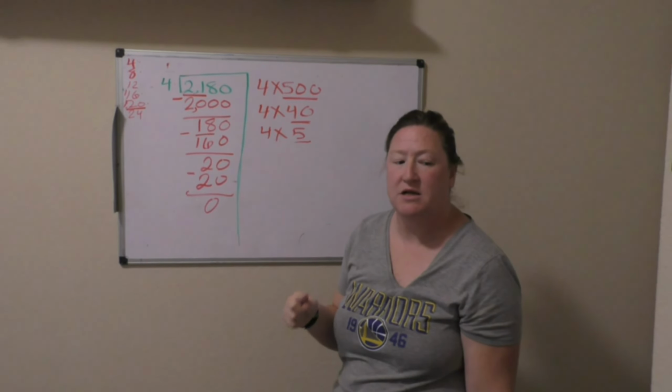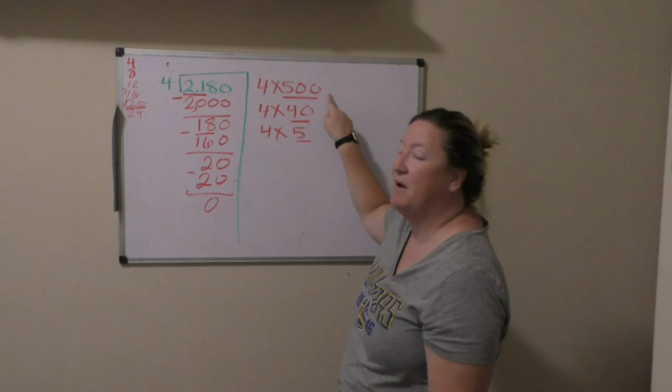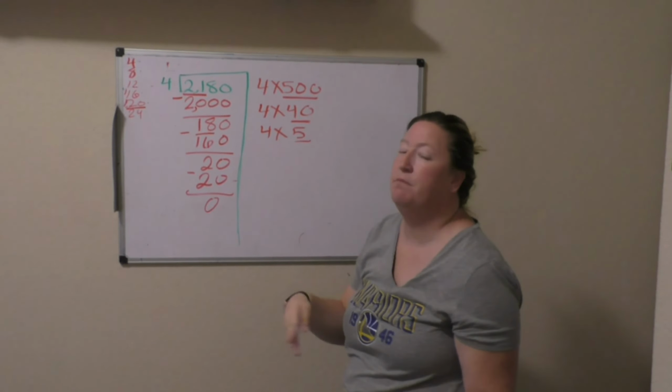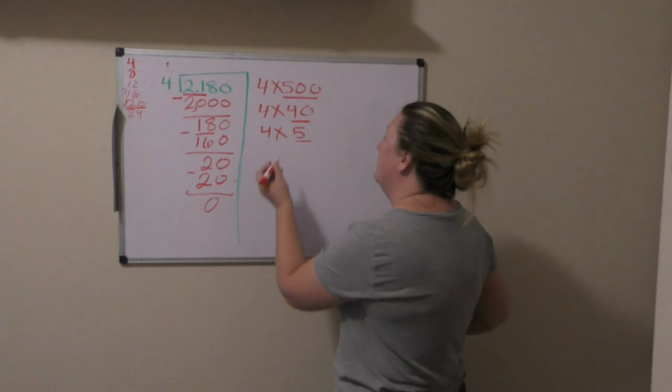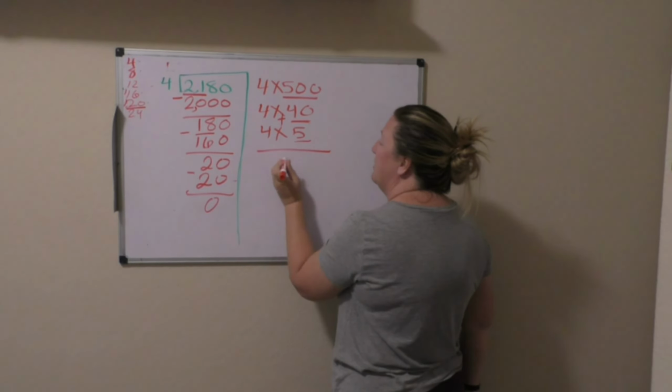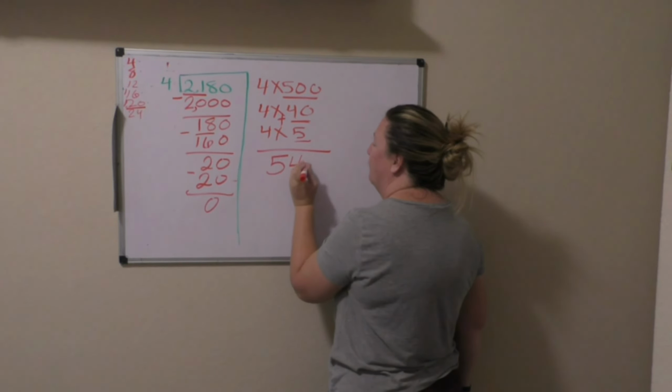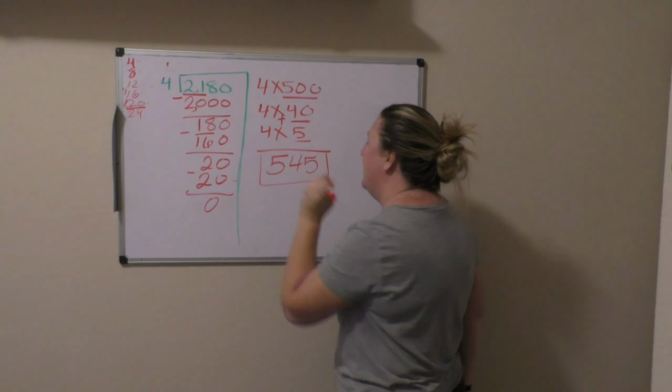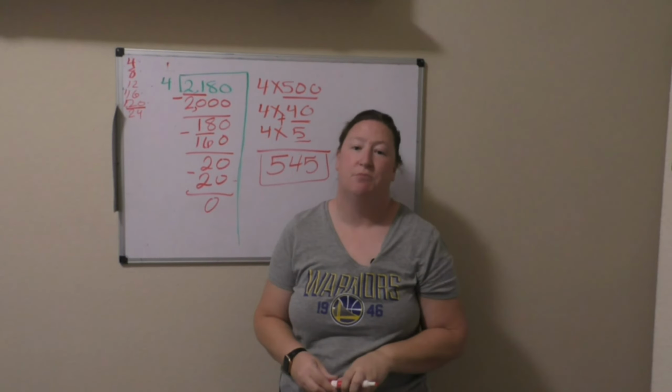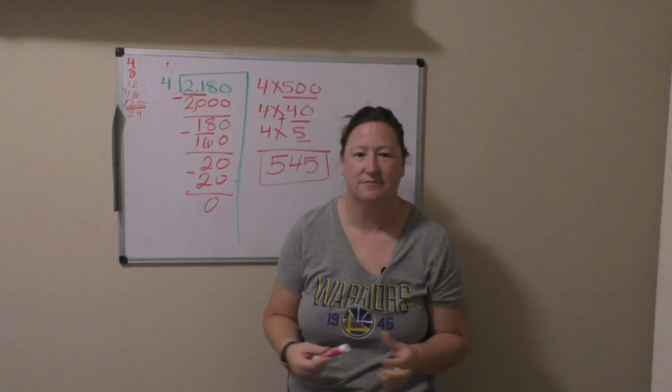And again, I'm not done. I have to add my 500 plus my 40 plus my 5. So if I add all of those together, my answer is 545. And that, boys and girls, is partial quotients.